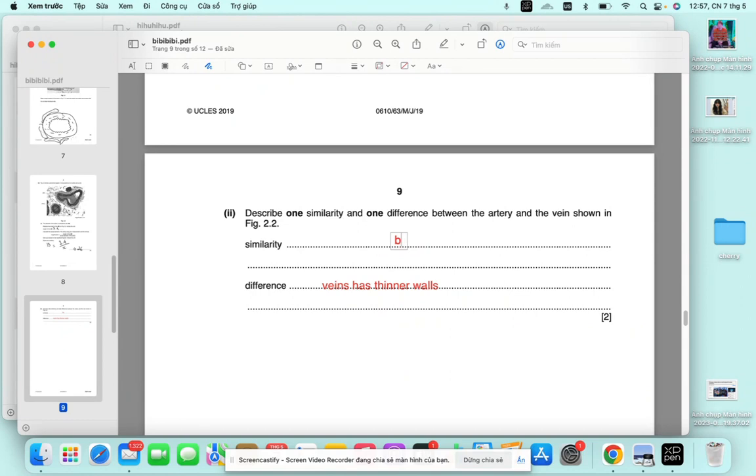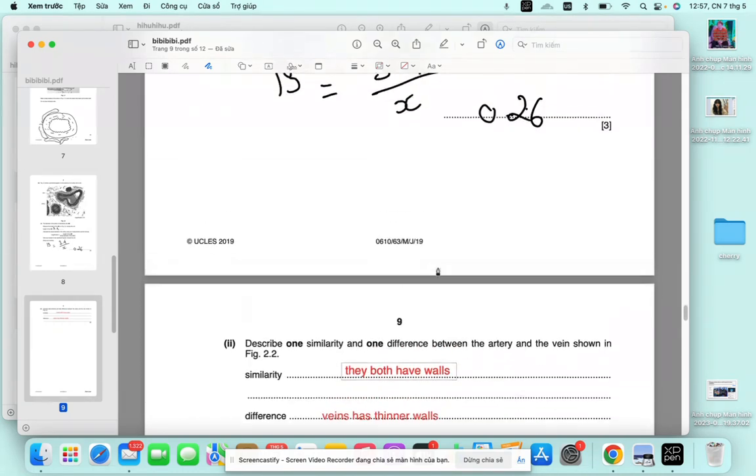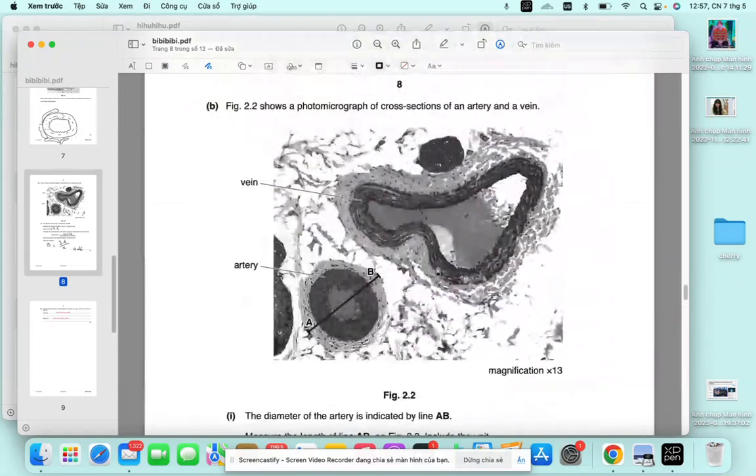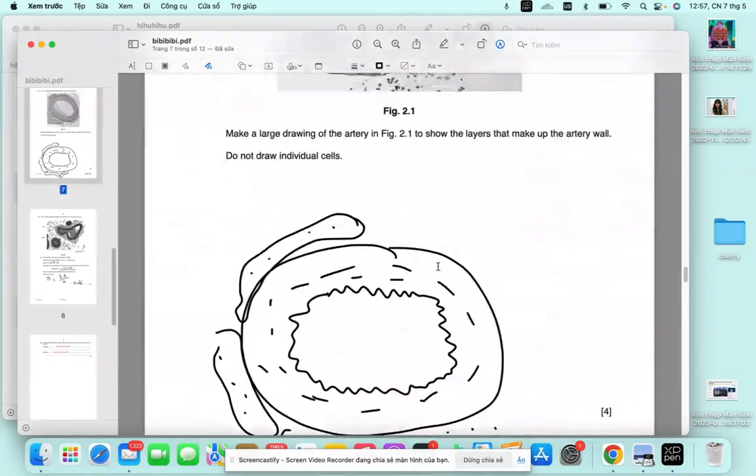They both have walls. There's a mosquito that just got right in front of my eye.